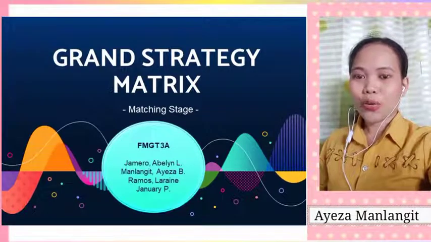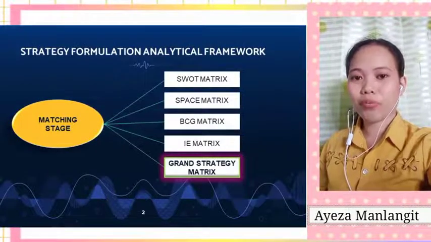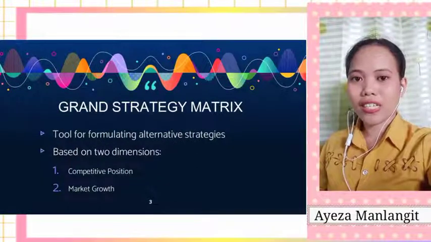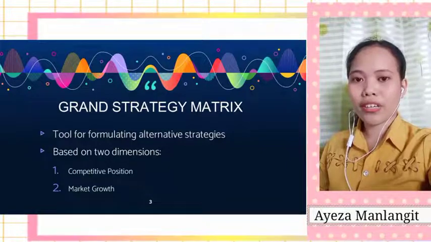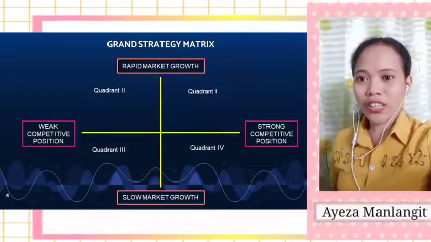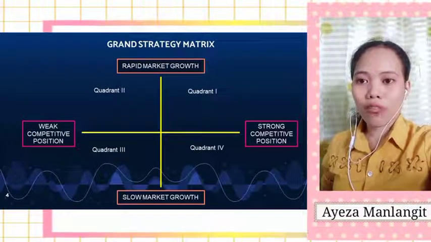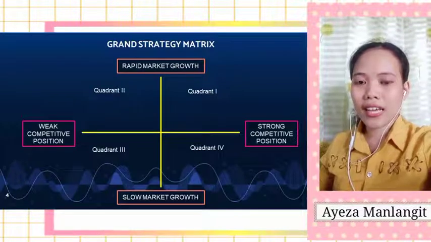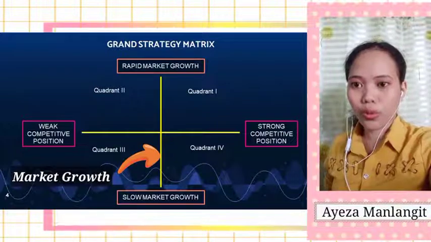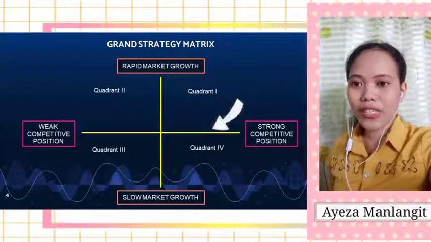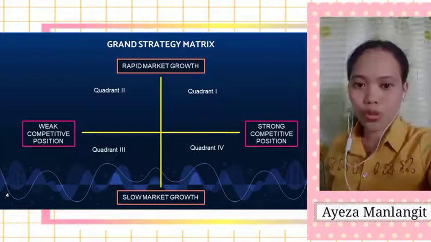Together with my co-partners, Ms. Hamero and Ms. Ramos, we are here to discuss the Grand Strategy Matrix, one of the 5 techniques of the strategy formulation framework. The Grand Strategy Matrix is a very useful instrument for creating alternative strategies for an organization. As illustrated in the model in Figure 1, it is based on 2 dimensions, plotted along a vertical and a horizontal axis. The vertical axis represents market growth, varying from slow to fast growth, while the horizontal axis represents the organization's competitive position, which may range from weak to very strong.